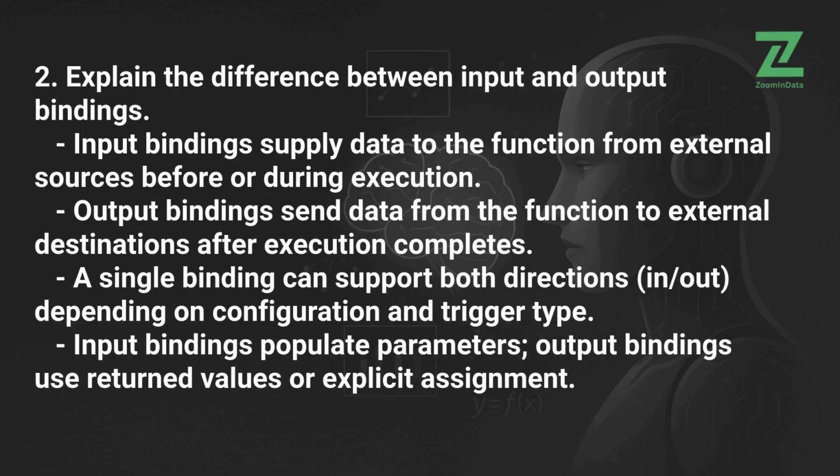2. Explain the difference between input and output bindings. Input bindings supply data to the function from external sources before or during execution. Output bindings send data from the function to external destinations after execution completes. A single binding can support both directions, in, out, depending on configuration and trigger type. Input bindings populate parameters. Output bindings use returned values or explicit assignment.